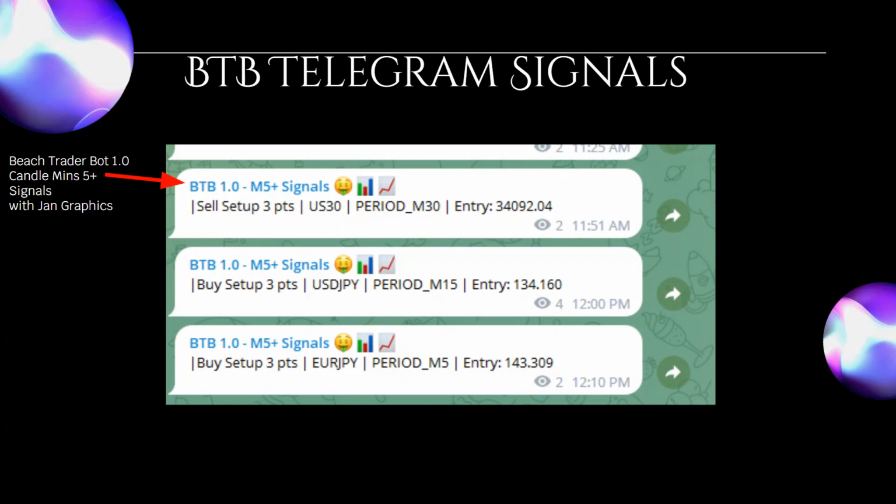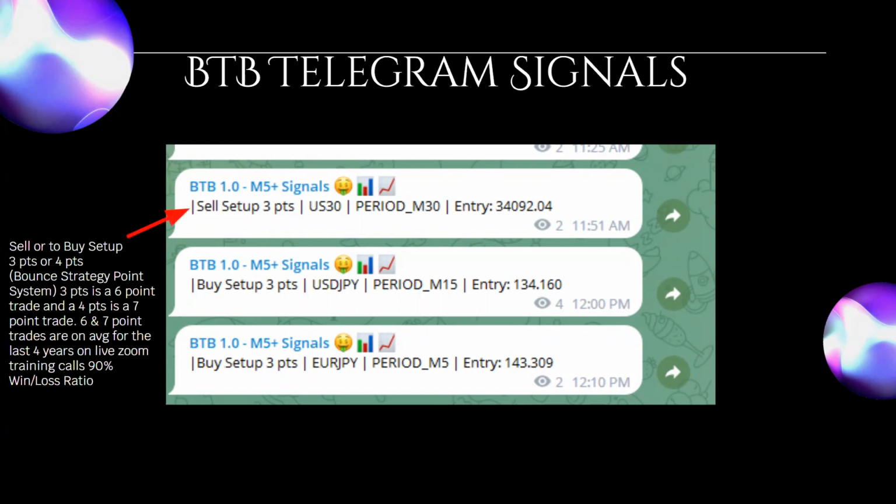And then those are the little graphics that Jan liked, the face with the money tongue, and all the cool stuff he put on there. But 5 minutes, you know, it's going to take different time frames. And then we have the Beach Trader Bot number 1 that's only going to do 1 minute, because you're going to get a lot of 1-minute trades, okay?